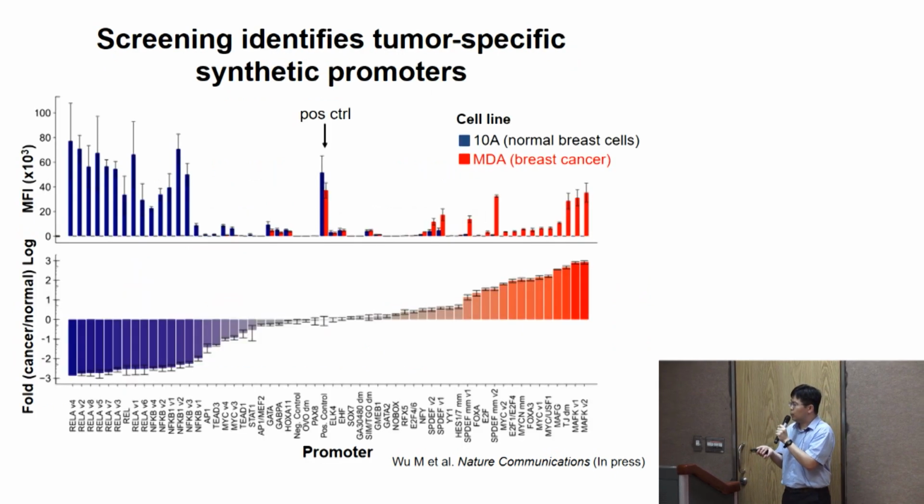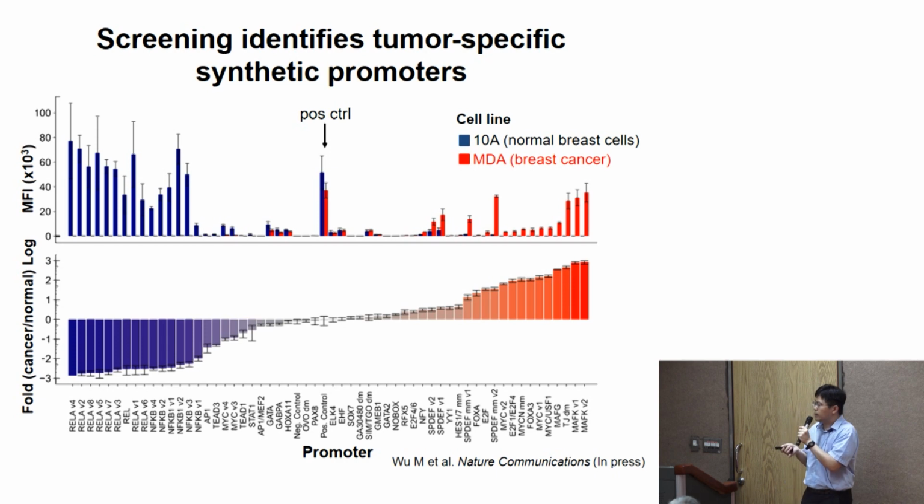The X-axis is the promoters obtained from a single round of screening. The Y-axis, the upper part, is the raw activity of the promoters. For this screening, we tried to identify promoters that can distinguish a breast cancer cell line from normal breast cells. And the lower part is the activity fold difference between cancer cells and normal cells.